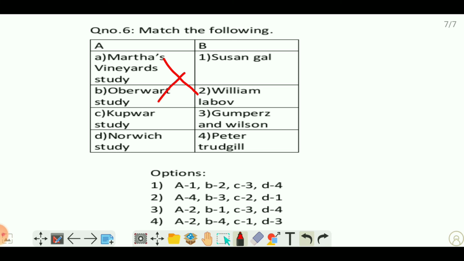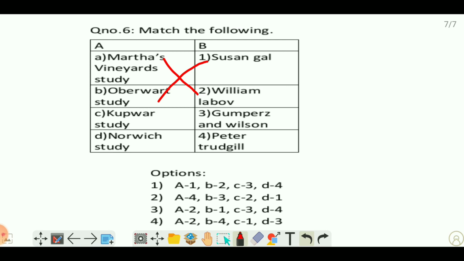Oberwart study is related to Susan Gal. Susan Gal's research was about language shift. She concluded that language shift is not simply because of urbanization or large-scale social change, but the shift is essentially a symbolic change correlated with the changing relative status of the value system which language symbolizes. The research was conducted in Oberwart, Austria.